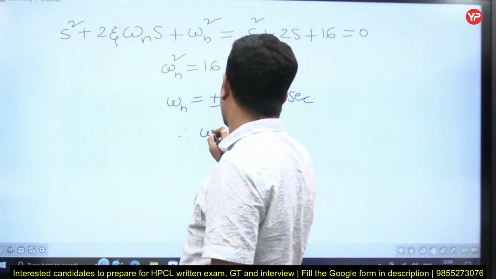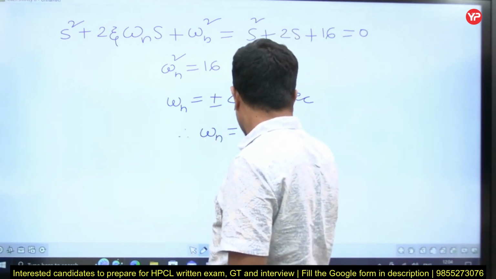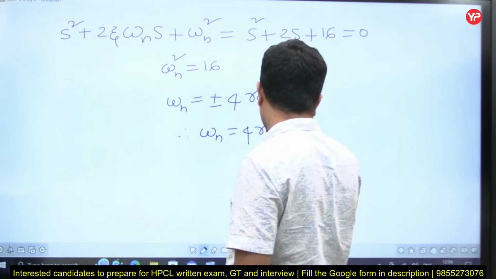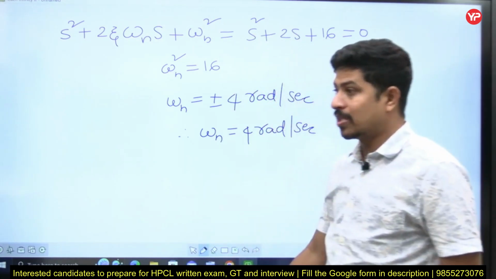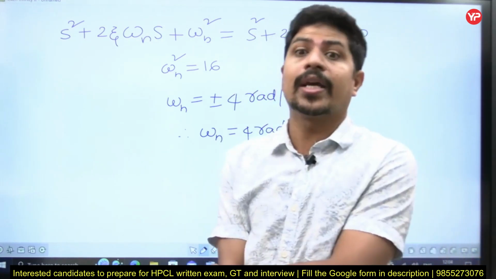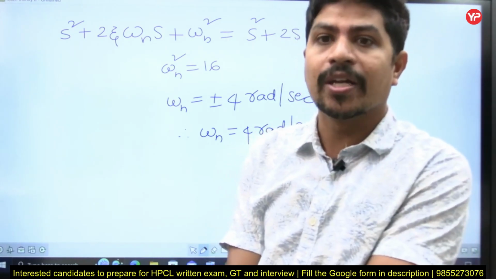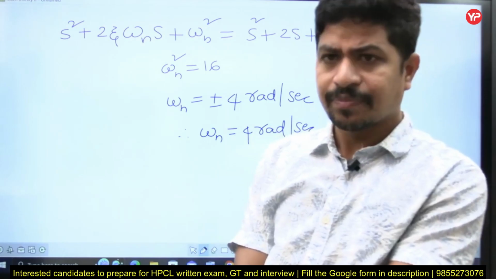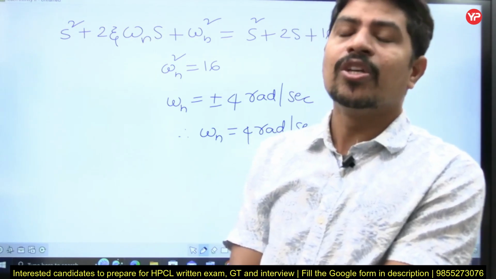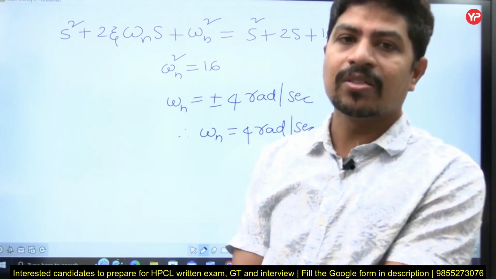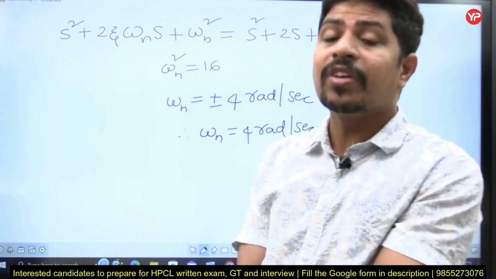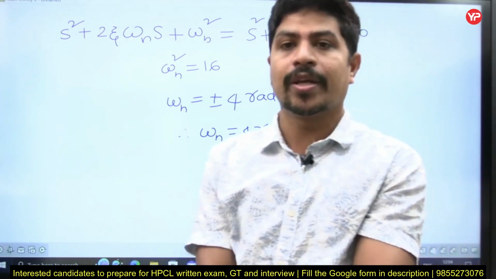Therefore, omega n is equal to plus 4 radians per second is the answer. Sometimes in the options he may give plus or minus 4. Some people will tick that, saying mathematically plus or minus 4 both are correct, but we are engineers, not just mathematics students. The difference is that mathematicians will study it as a subject, and we engineers will apply mathematics in engineering.